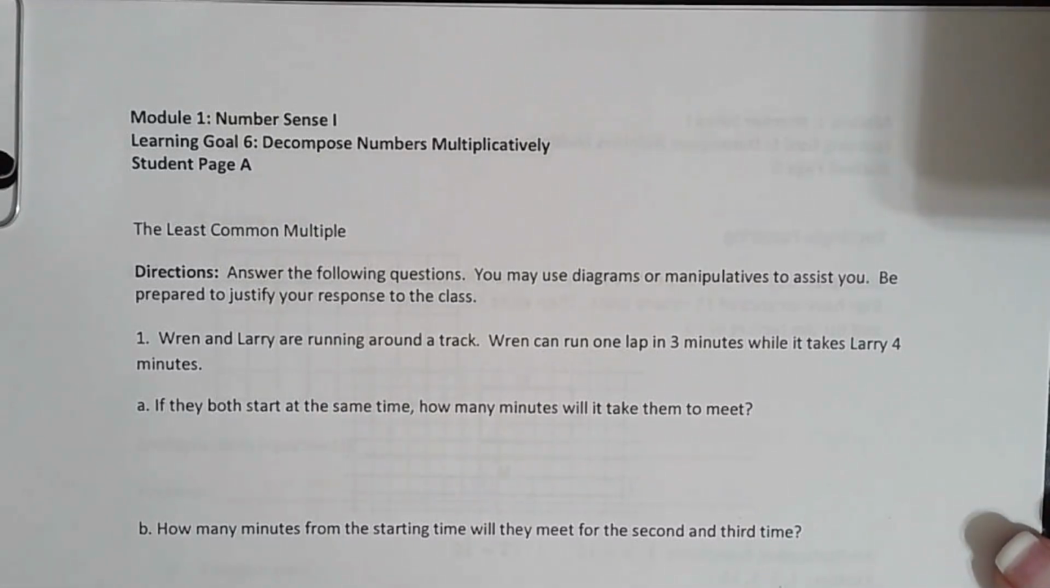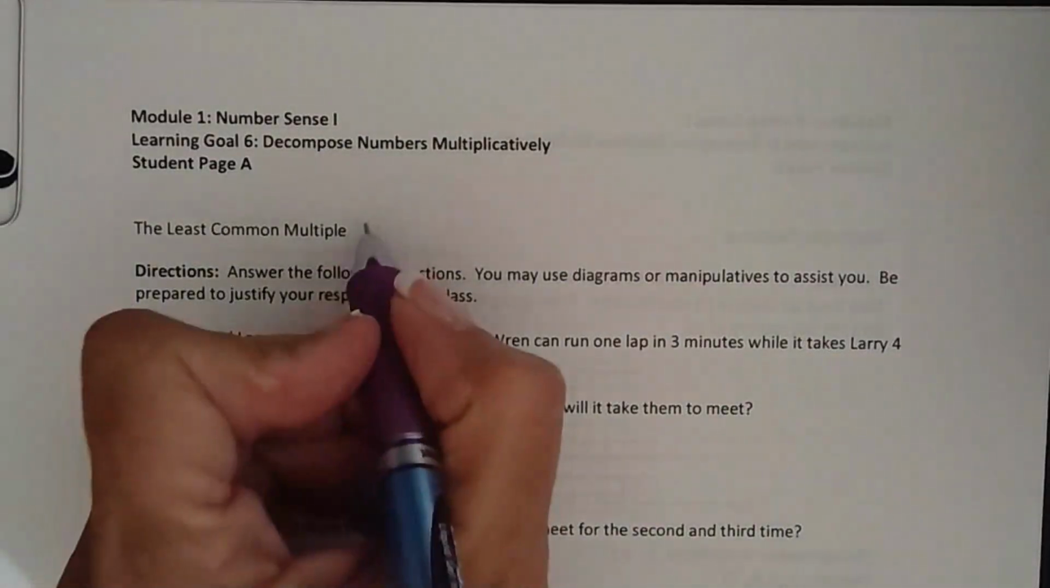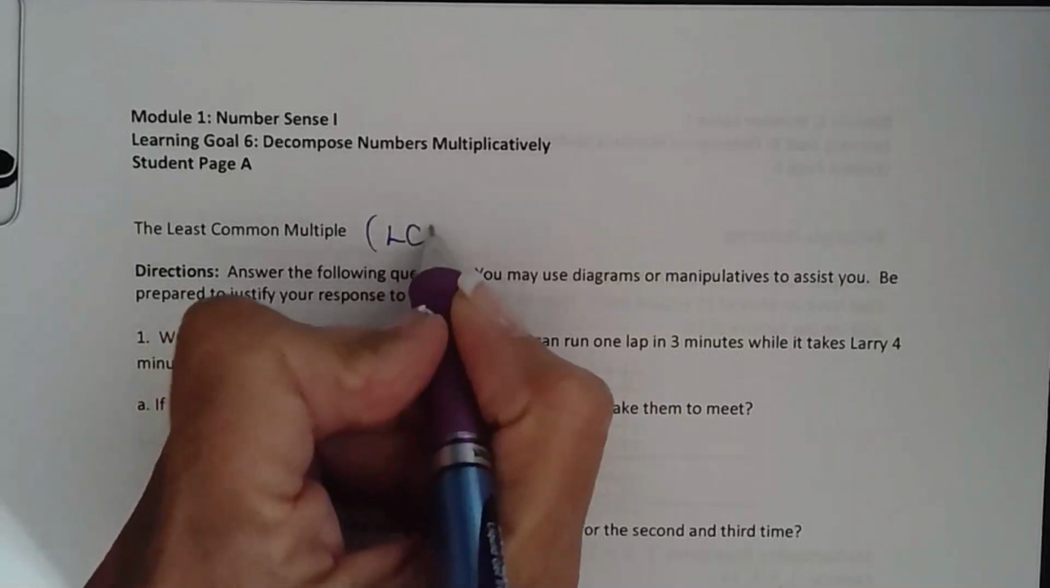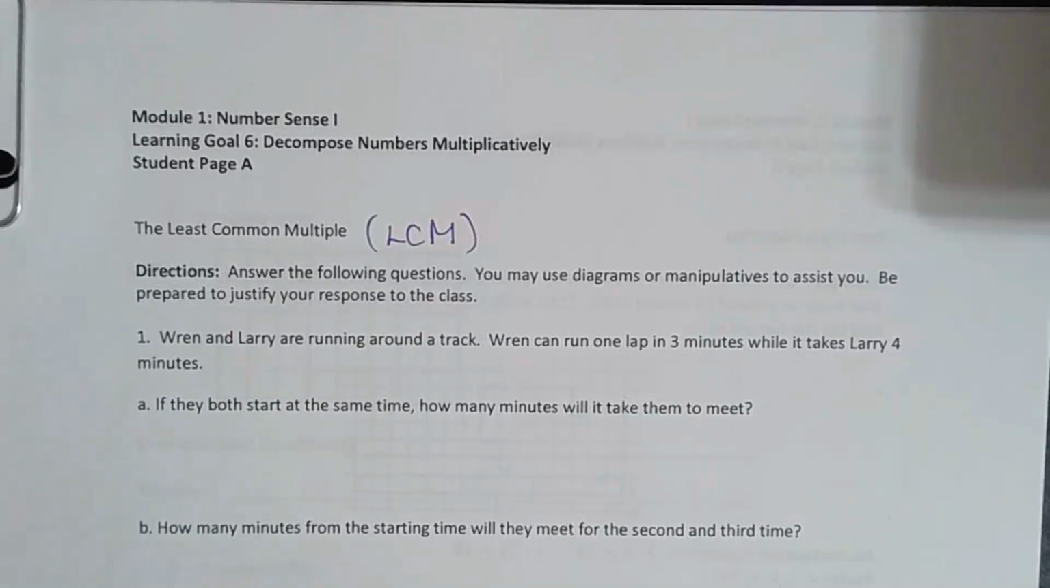Here we are at the end of Module 1. This is our last section for our first of 4 modules. So in this section, we're going to learn about least common multiple, or LCM, and greatest common factor, or GCF.